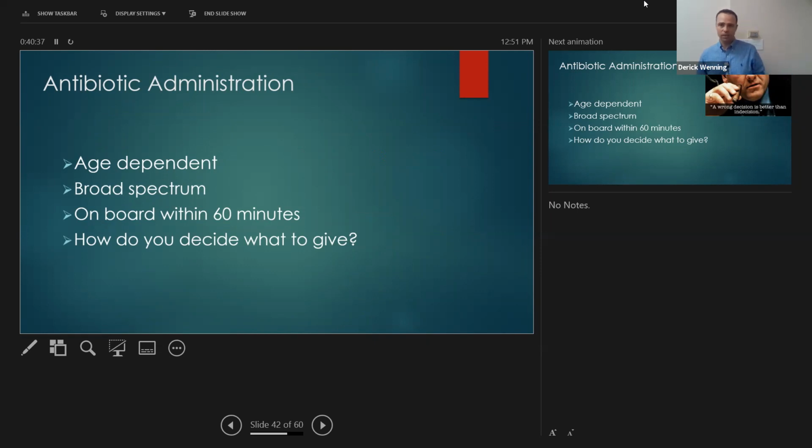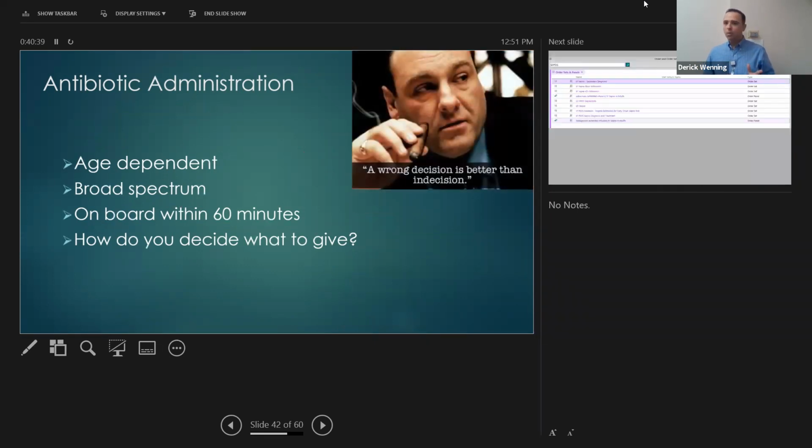But how do you decide what to give? This is one of those things where, making a wrong choice, I can't believe you gave that kid Rocephin, you still covered it. That's 1 dose of antibiotics. They don't necessarily have to stay on it every single time. Once you actually get some information back, then you're okay.